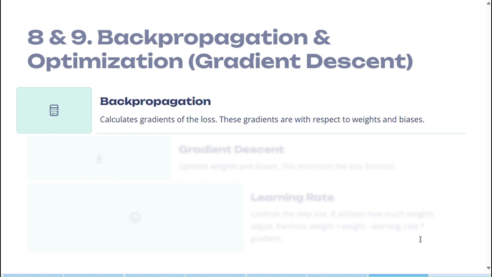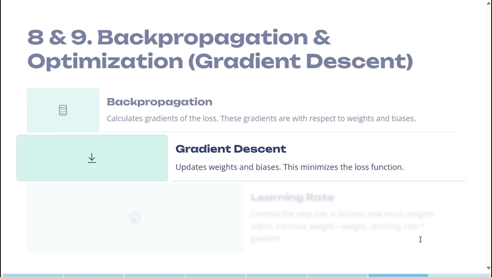Backpropagation. Once forward propagation produces a prediction, the network calculates how much each weight and bias contributed to the error using a method called backpropagation. This involves calculating the gradient of the loss function with respect to each parameter, weight and bias. The gradients indicate how much the parameters need to be adjusted to reduce the error.